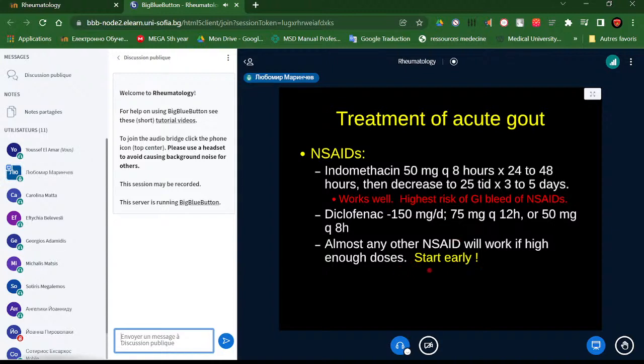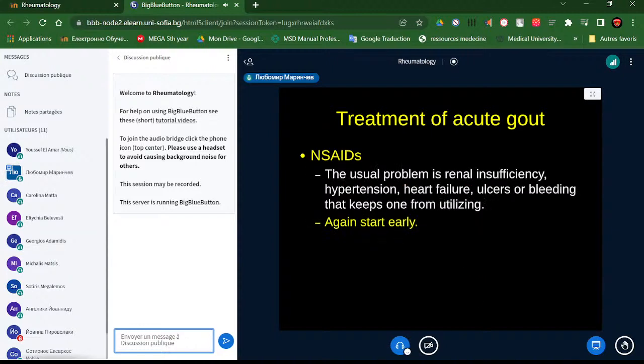But you have to remember that colchicine as well as non-steroidal drugs must be started early in the crisis, when you see and diagnose the crisis. The main reasons not to use non-steroidal drugs, or to give them in a half dose, are renal insufficiency, hypertension, heart failure, and ulcers or bleeding that keep one from utilizing these drugs.